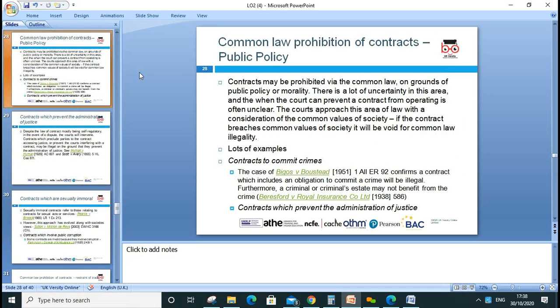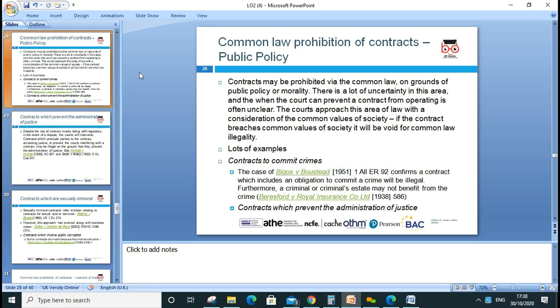Okay. Then the common law. We know the common law, yes, is case law itself. Case law grounded on public policy, morality, and the welfare of society. Anything can be void if it goes against the interest of the public. So the court's approach to this area of law is the consideration of the common values of society. If a contract is a breach of the common values of society, it is void. Illegality.